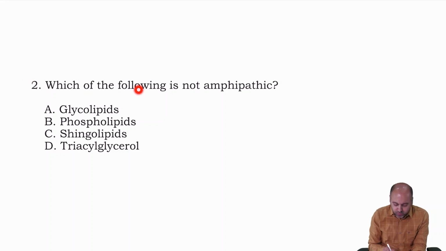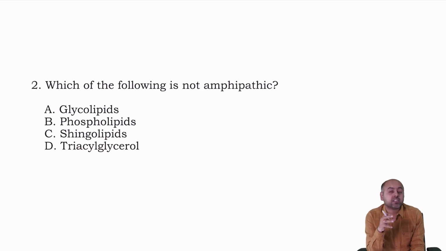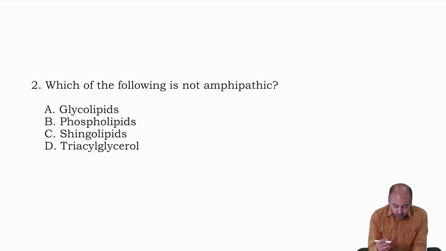Then, which of the following is not amphipathic? You have the molecules glycolipid, phospholipid, sphingolipid, triacylglycerol. So this is another type of question they'll ask. They ask something about the physical nature of the molecules. You can think of it as the biophysics part of the biochemistry, where they try to see whether you understand the macromolecules with which you are dealing in biochemistry or not.